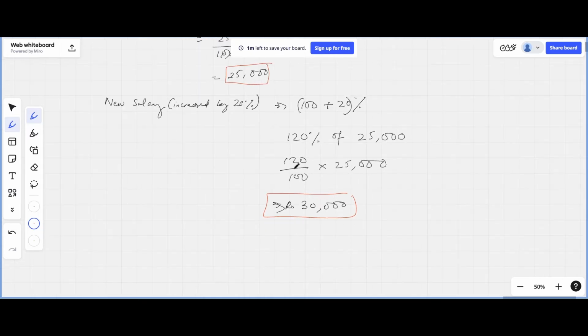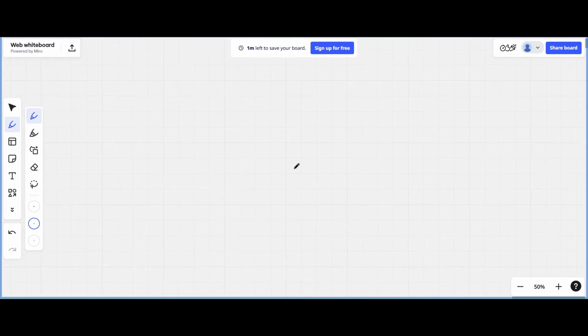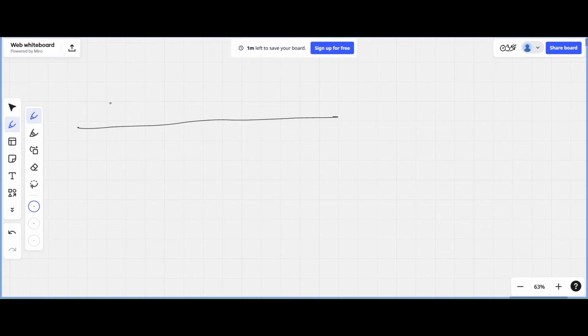We'll do something a little more difficult. Line graph based question. Let's do graph based questions. The chart will be like this. We have 6 months. This is the month, and this is the sales.